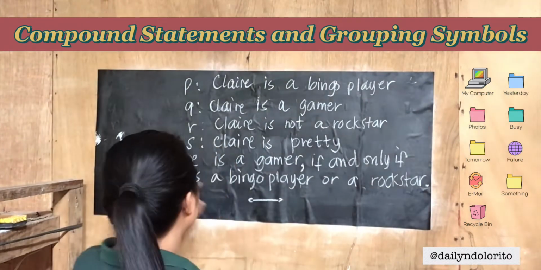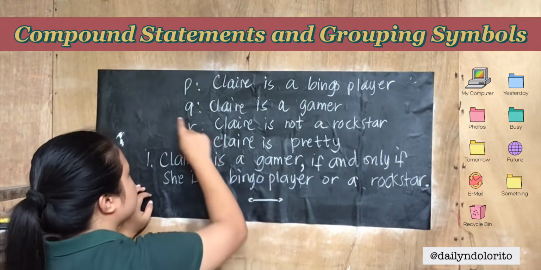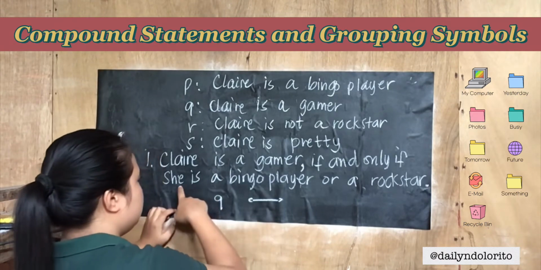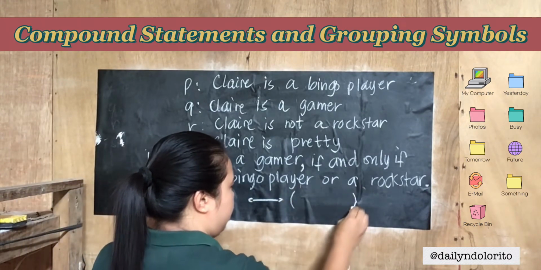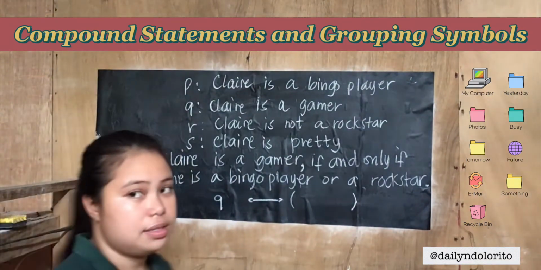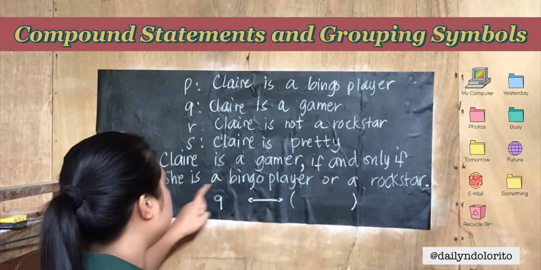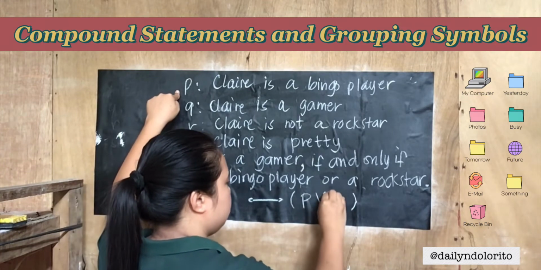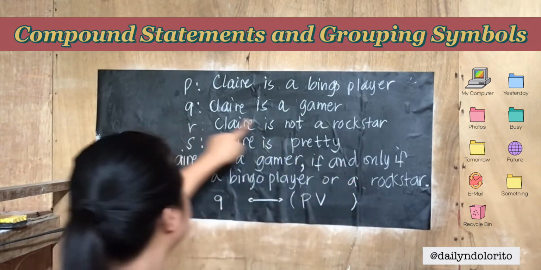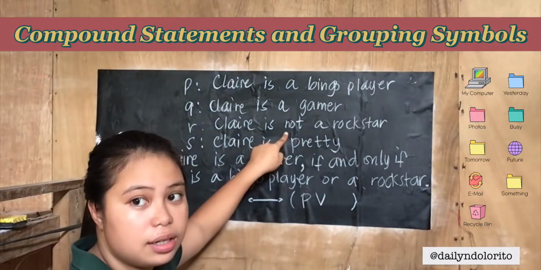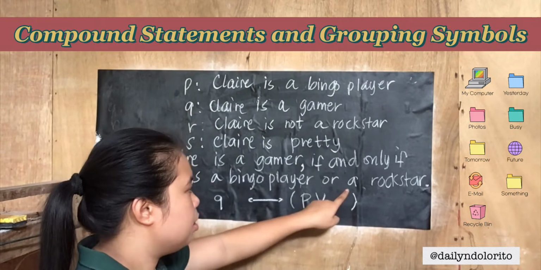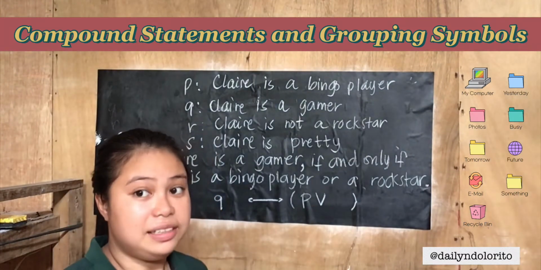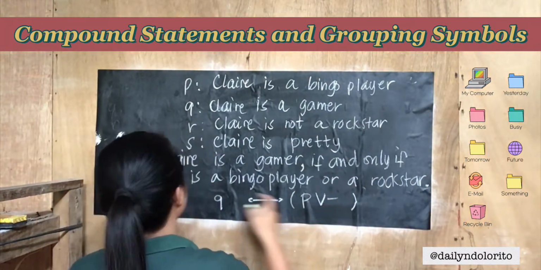So how to do it? First is "Claire is a gamer," and this is Q. If and only if she is a bingo player, don't forget to write a close and open parenthesis. This indicates that they are grouped together. She is a bingo player, which is P, or a rock star. Now, take note that R here is "not." What we are trying to find is a rock star, not "not a rock star," but a rock star. So we are going to put a tilde. Tilde R.